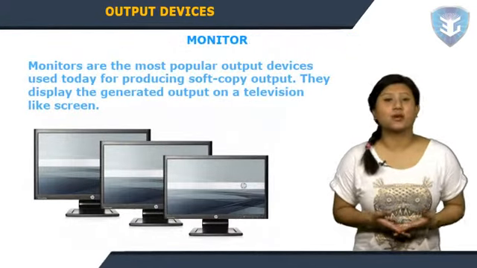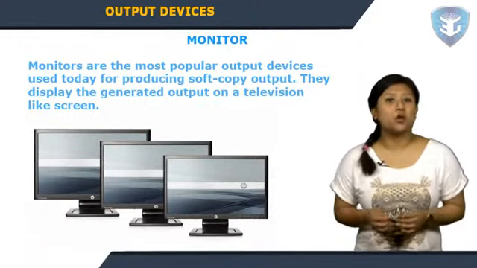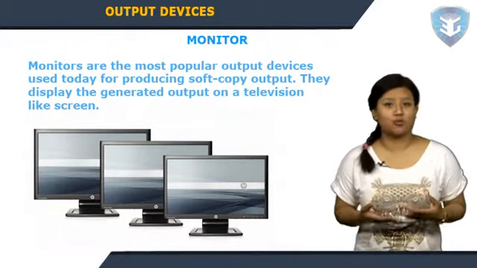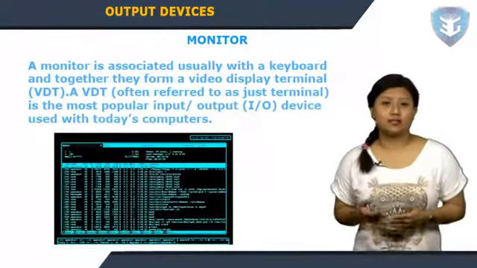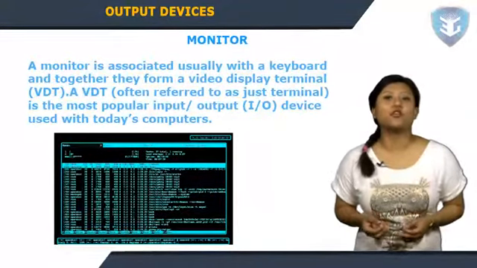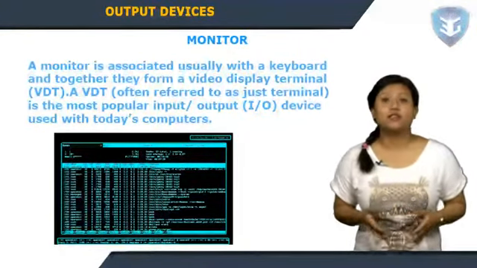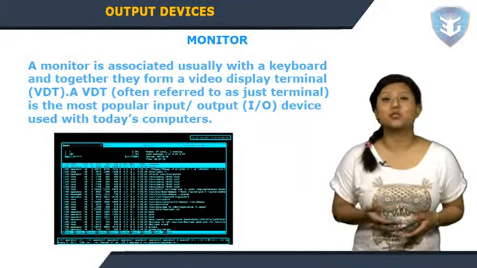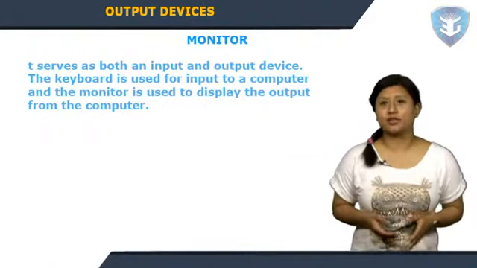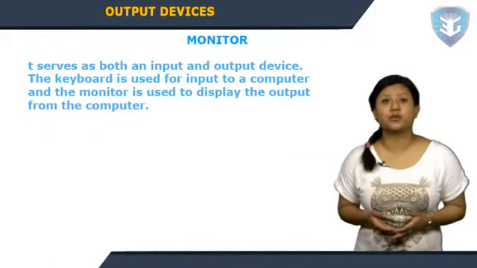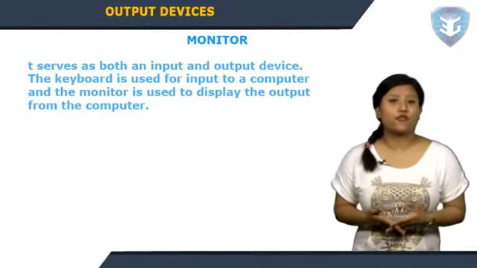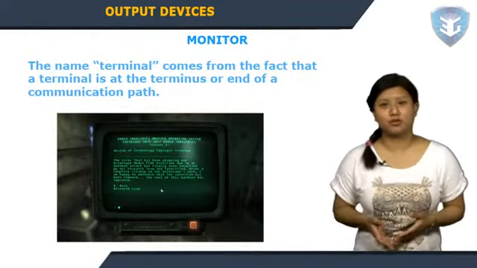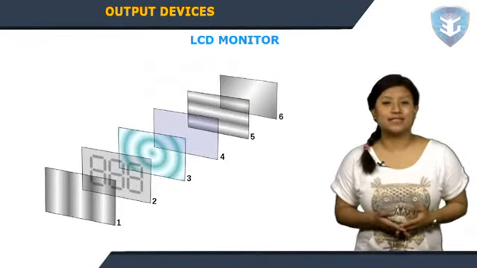We will now discuss the monitor. Monitors are the most popular output devices used today for producing soft copy output. They display the generated output on a television-like screen. A monitor is usually associated with a keyboard, and together they form a video display terminal, VDT. A VDT, often referred to as just a terminal, is the most popular input-output device used with today's computers. It serves as both an input and output device. The keyboard is used for input to a computer and the monitor is used to display the output from the computer. The name terminal comes from the fact that the terminal is at the terminus, or at the end, of a communication path.